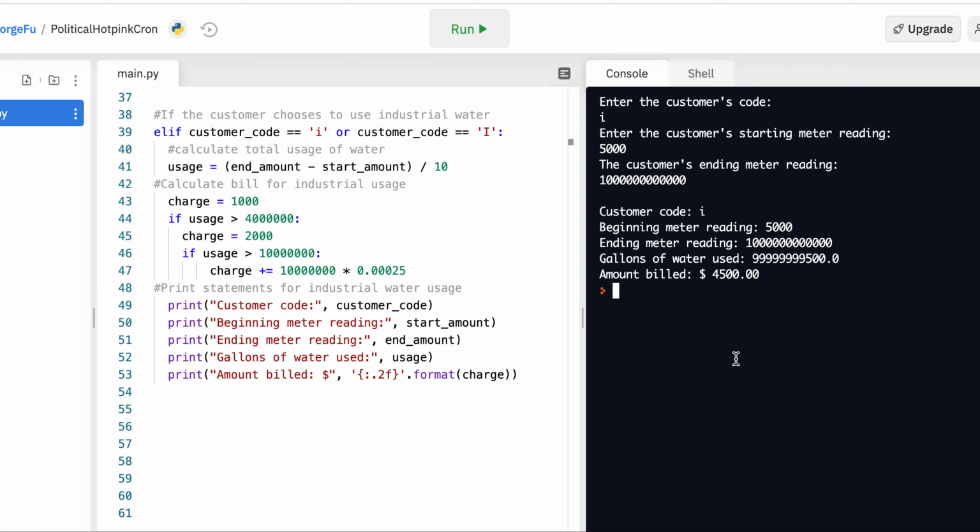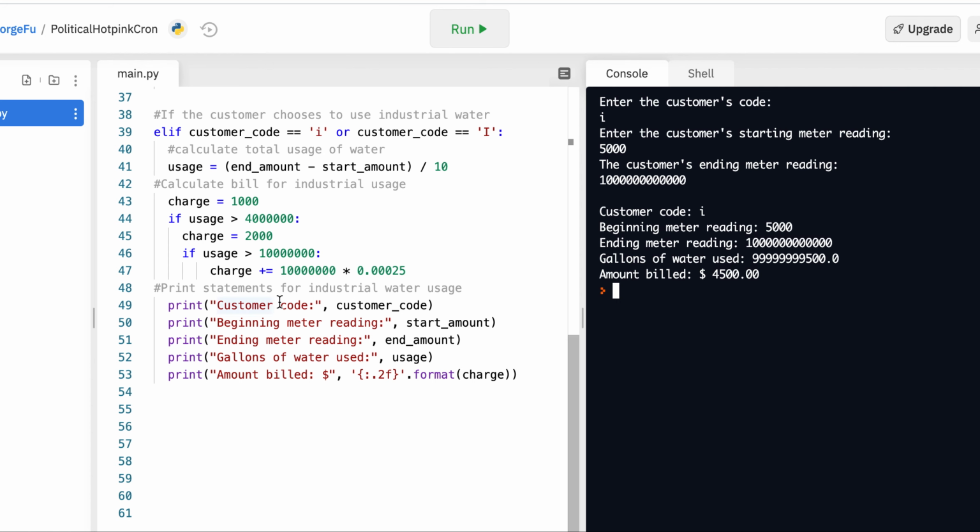As you can see, with that big number, the usage is obviously greater than the 10 million, I think. Yeah, it's greater than 10 million, obviously, because this is a big number. The total amount billed would be 4,500, because it's just 10 million times 0.0025. So that's the amount billed.